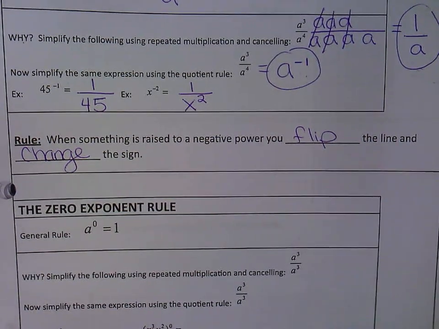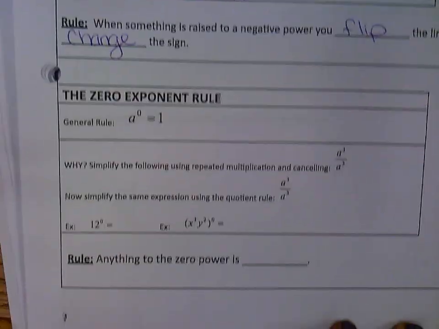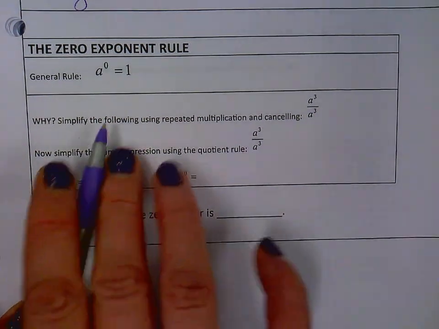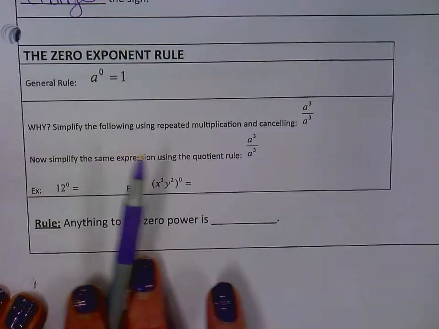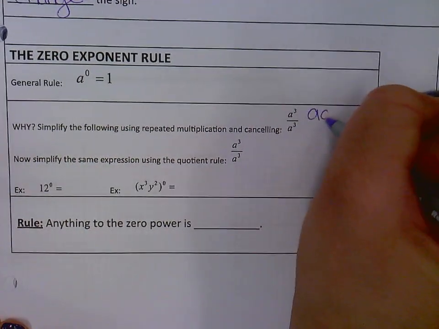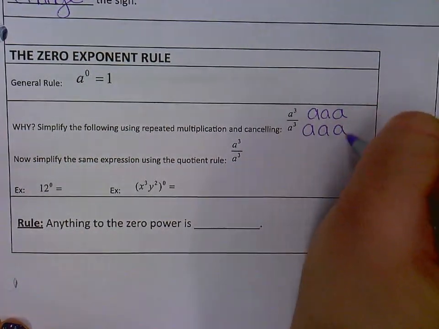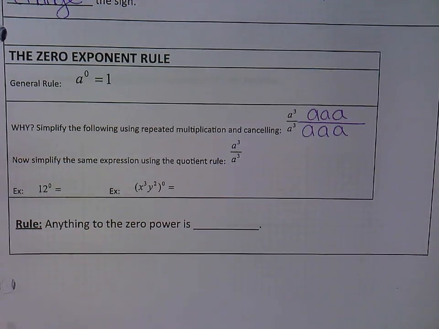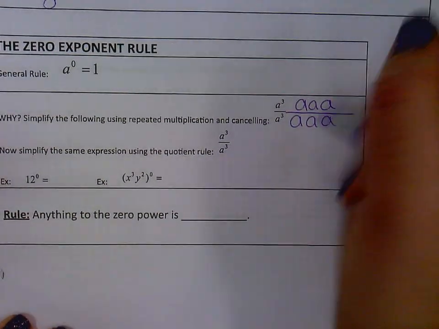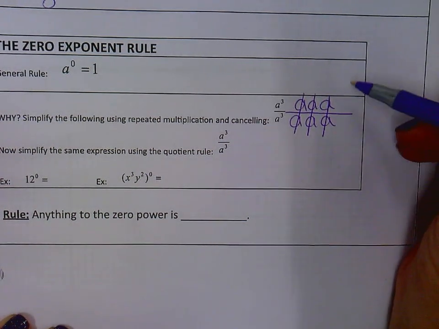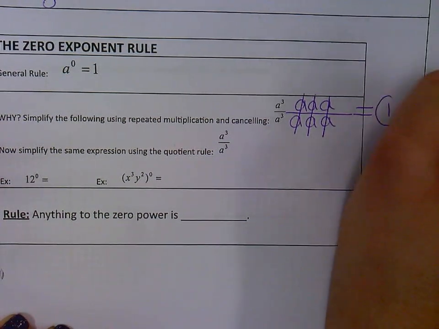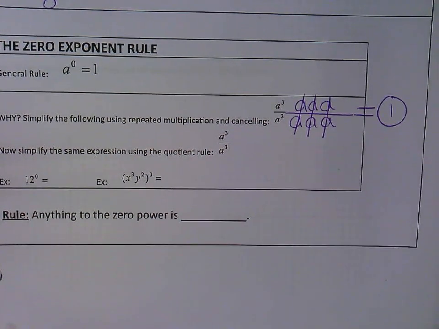The 0 exponent rule is easy. What's anything to the 0 power? 1. So I wanted to prove to you kind of why. Let's write repeated multiplication again. What if I have a cubed on top and a cubed on the bottom? What happens when I cancel? Everything gets a partner to cancel with. And anything divided by itself is 1. So this is 1 times 1 times 1 is 1, not 0.